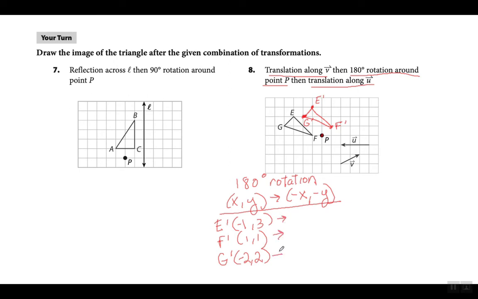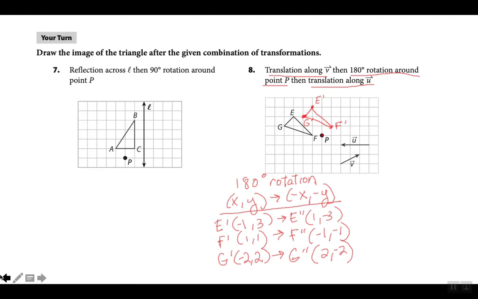So when I apply this rule, E double prime is now going to be, I'm just going to change, that's telling me just change their signs. So it'll be +1, -3. F double prime is going to be at -1, -1. And G double prime is going to be at +2, -2.